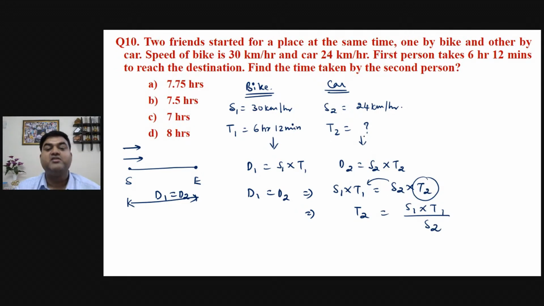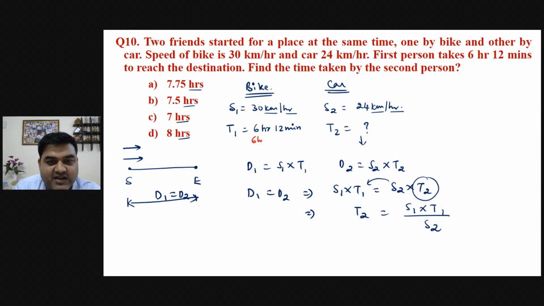Now, this is given in kilometer per hour. This is also given in kilometer per hour. The answer is coming in hours. Try to understand. So what we have to do is change this completely into hours, isn't it? So we'll try to change 6 hour 12 minute into hours.